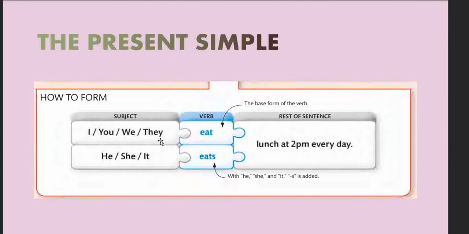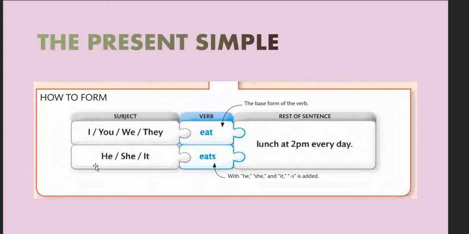I, you, we and they will take the verb in its original form. That is the base form of the verb. So I eat lunch at 2 p.m. every day. You eat lunch at 2 p.m. every day. We eat lunch at 2 p.m. every day. They eat lunch at 2 p.m. every day.